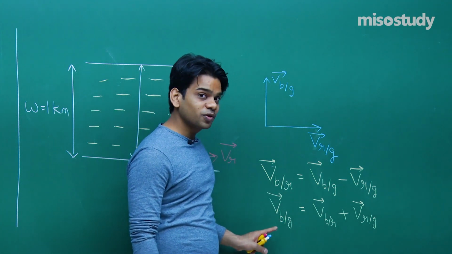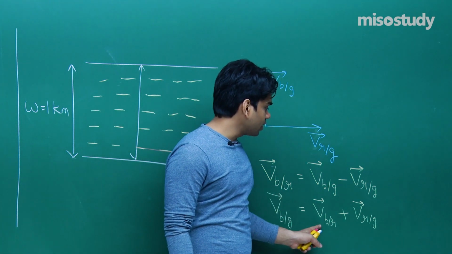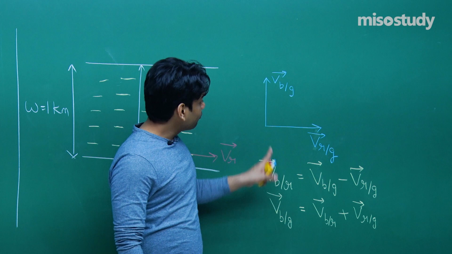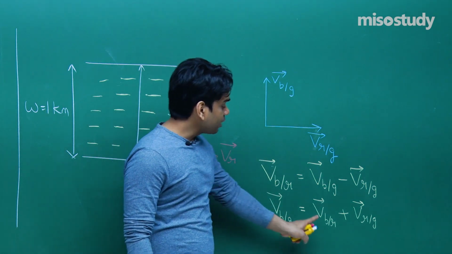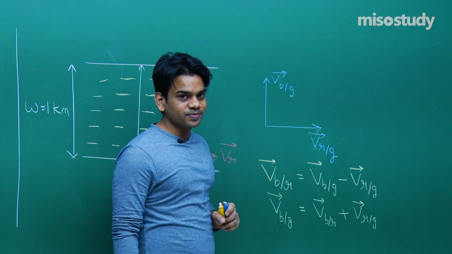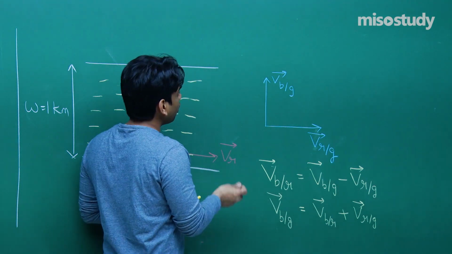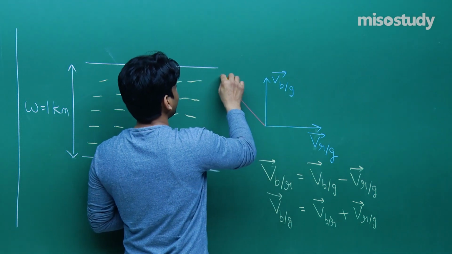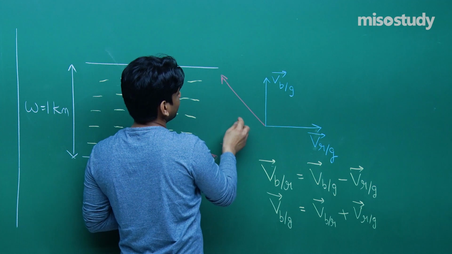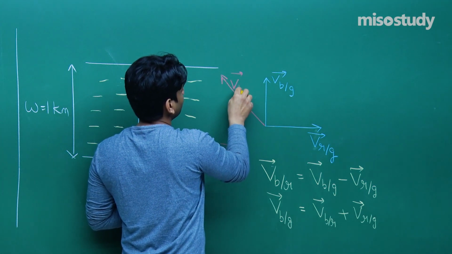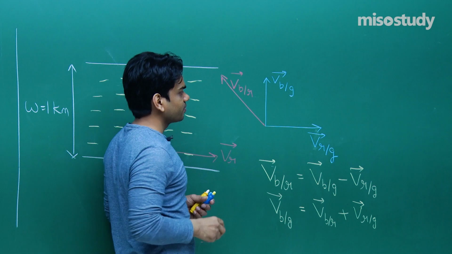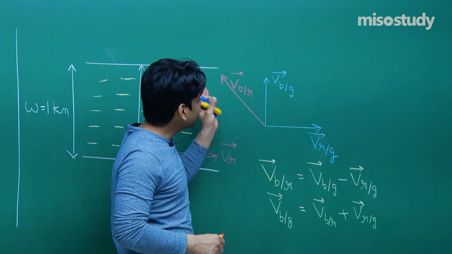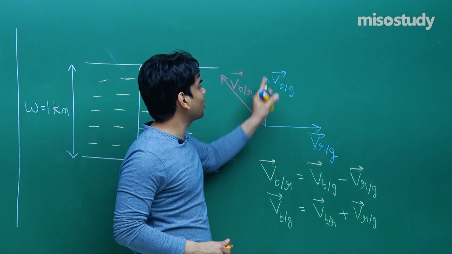Velocity of boat with respect to ground will be velocity of boat with respect to river plus velocity of river with respect to ground. That means, see here, velocity of boat with respect to ground is here, and you have to add two vectors to get this vector. That means velocity of boat with respect to river should be here. He should try to drive his boat along this direction. This is the velocity of boat with respect to river. That means he should try to row the boat along this direction. As he tries to row along this direction, his net velocity will turn out to be automatically along this direction.